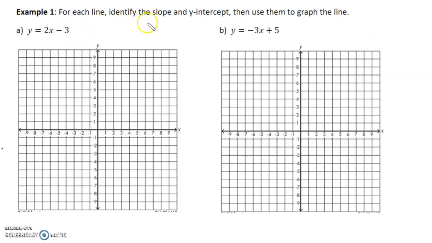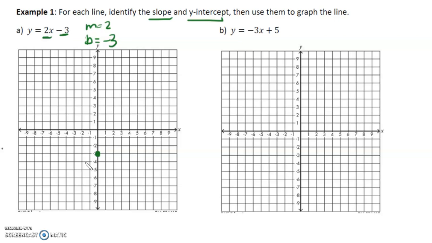Example 1, for each line, identify the slope and the y-intercept, then use them to graph the line. So for A, we have y equals 2x minus 3. So the slope is 2 and the y-intercept is negative 3. So we first have to plot the y-intercept, which is negative 3. That's our reference point, that's where we start.